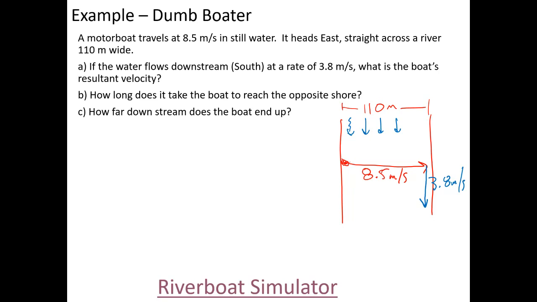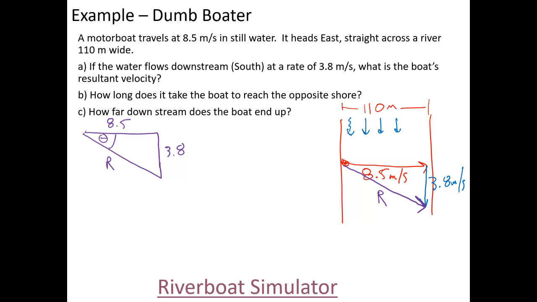What is the boat's resultant velocity? Well, we're going to draw a resultant just like we've been doing for all of our vector questions. The resultant velocity will be pointing like so down the river. I'm looking at question A: if the water flows downstream at a rate of 3.8 meters per second, what is the boat's resultant velocity? So we've got a triangle. Just to clean this up, I'm going to redraw a triangle where we have our 8.5, 3.8, and I'll also label this theta.